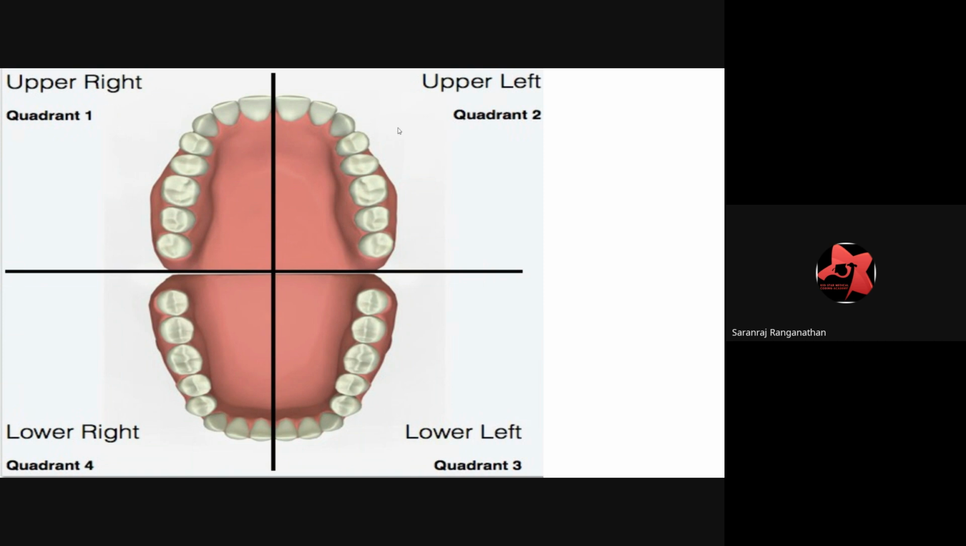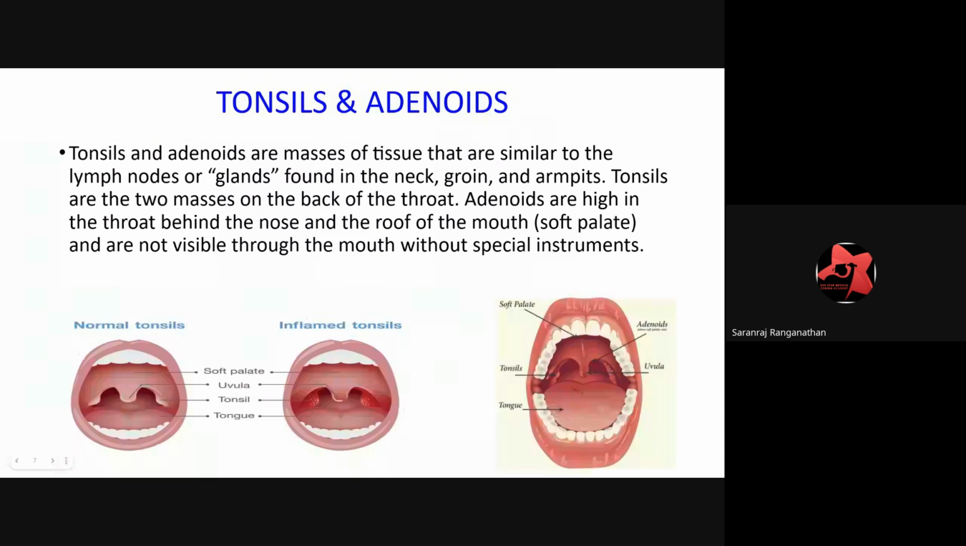So upper right, upper left, lower right, lower left, like that they will divide the teeth. Okay, then tonsil and adenoids.